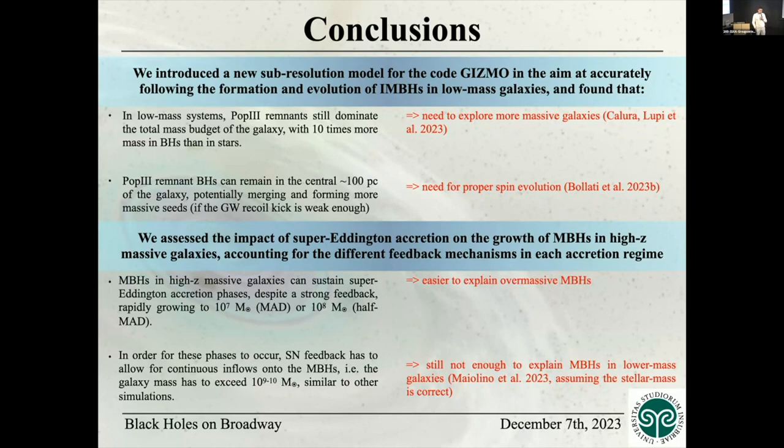Of course, we have not included recoil kicks, so it depends on how strong the recoil kick is. And this, of course, depends on the spin magnitude, the spin direction, and the mass ratio of the two black holes that are merging. So it's something that we would like to include in the future, but so far we don't have it because the model was very complex. It took a long time to run, but yes, it's something we want to address.